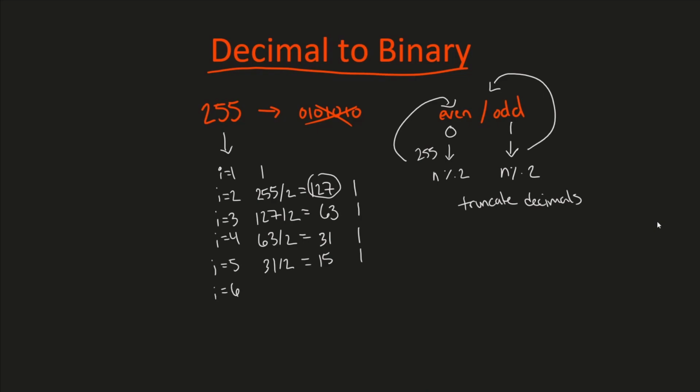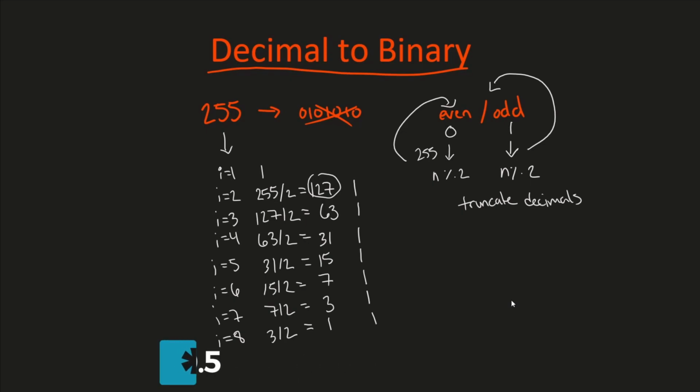i equal to 6. That's 15 divided by 2 or 7.5 or 7 after dropping the 0.5. And that's also 1 because it's odd. Now i equal to 7. What is this one? Well, 7 divided by 2. That's a 3, which is also odd. i equal to 8. 3 divided by 2. Well, that's 1.5 or just 1. 1 is an odd number. And now that we have our 8th iteration here, we've run out of whole numbers because if I divide 1 by 2 again, well, that gives us a decimal and we truncate decimals according to our rules. So we're done. You have your number.